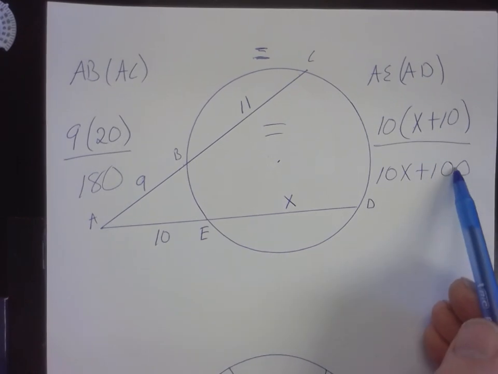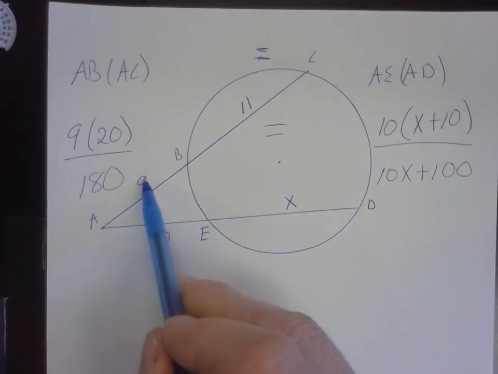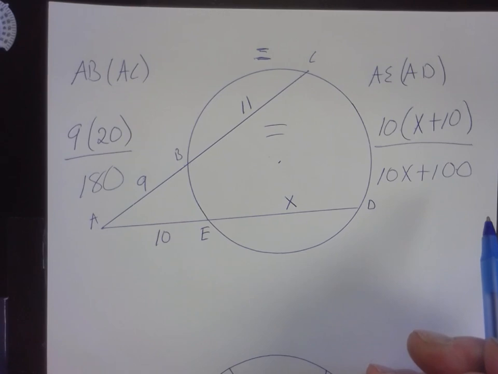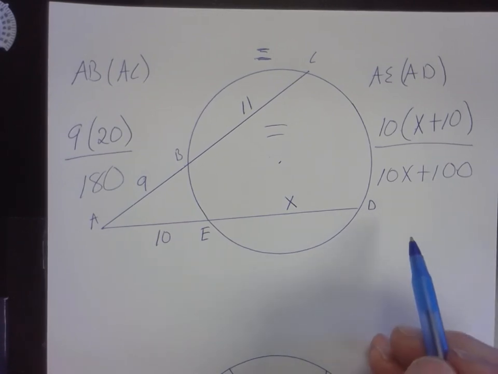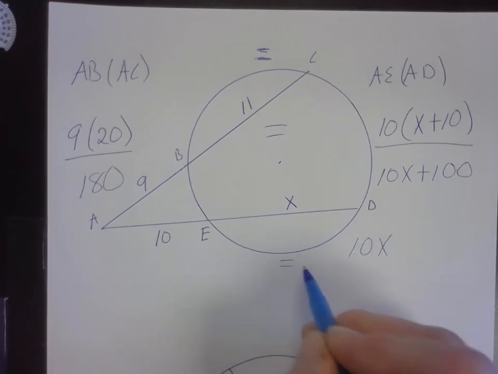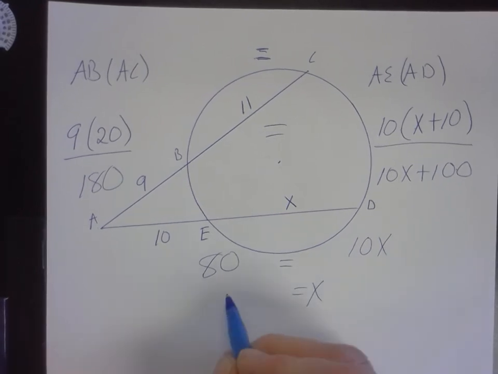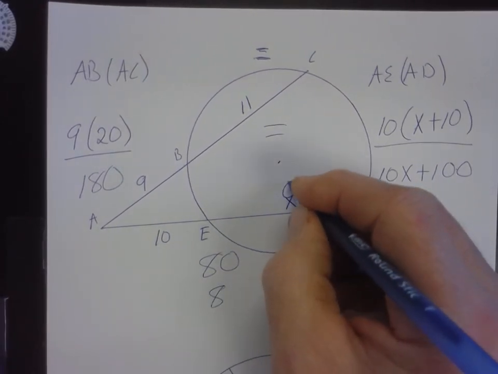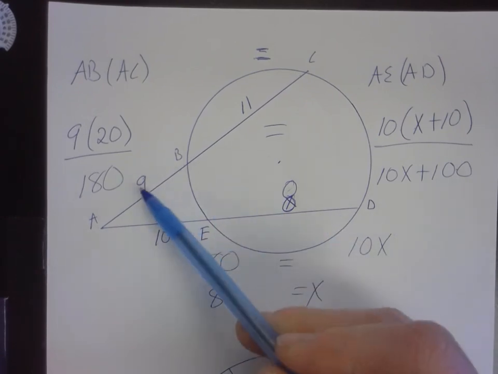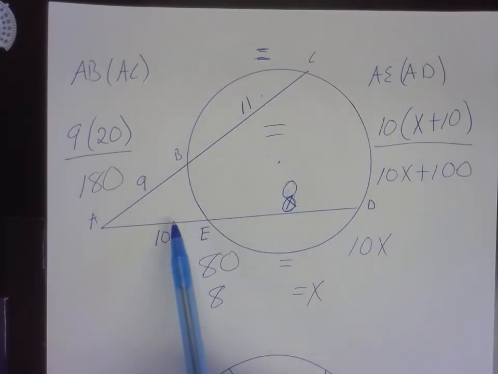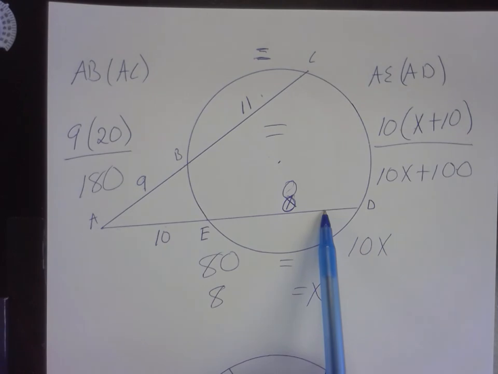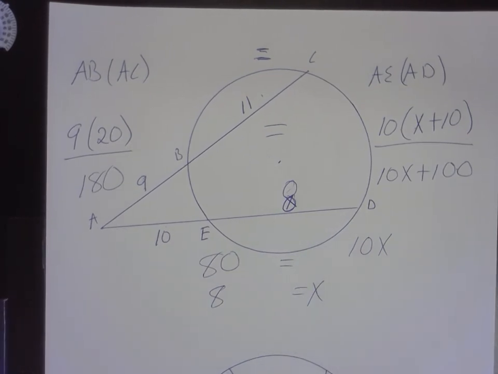Subtract 100 from both sides. What does 10x equal? Okay. And that means x equals 8. Let's see, does that make sense? Does 9 times 20 equal 10 times 18? It does, doesn't it? Okay, they work out. So that one is called the segments of secants theorem.